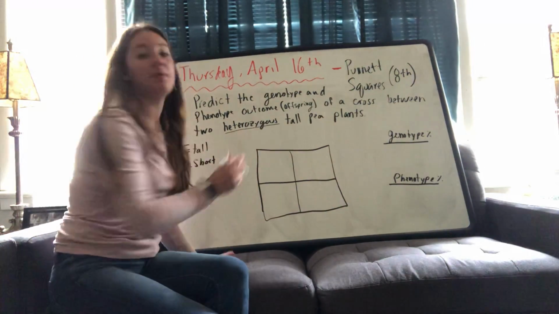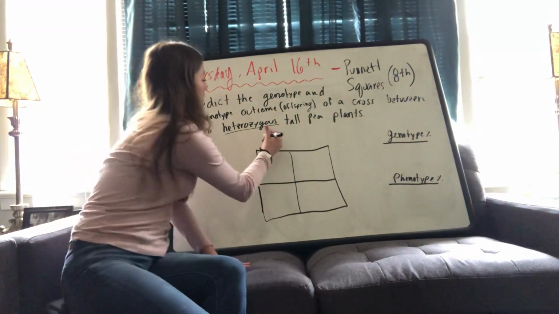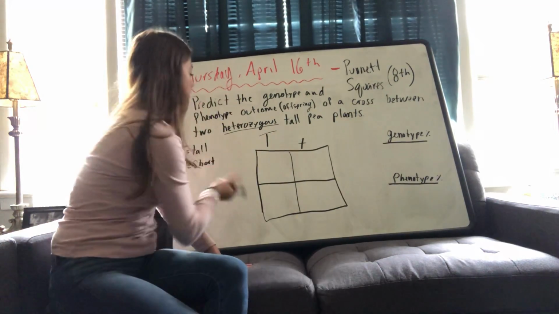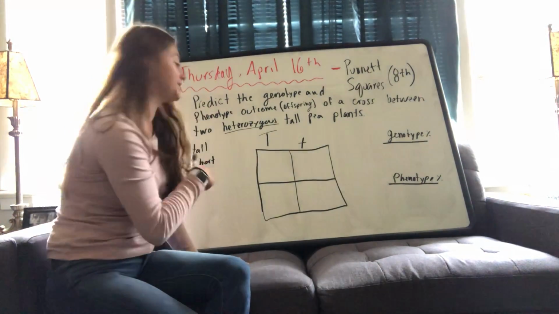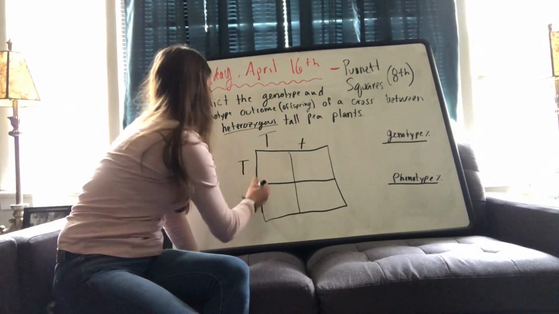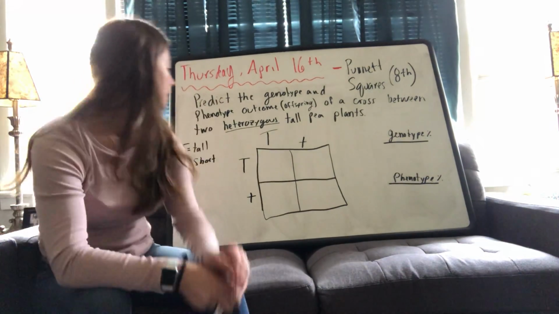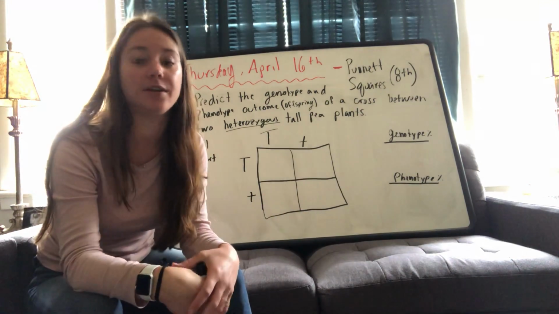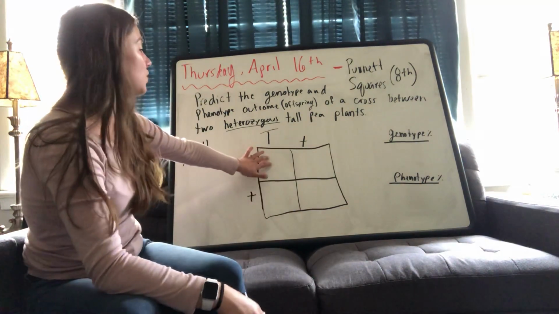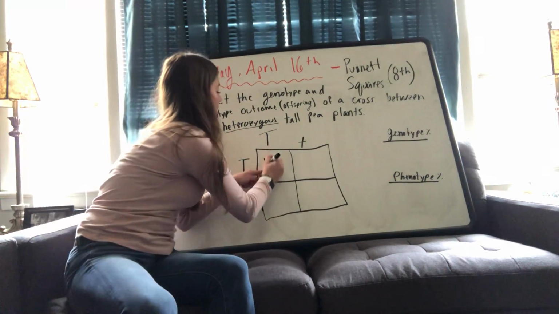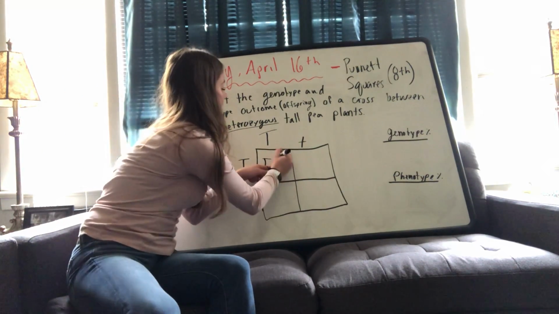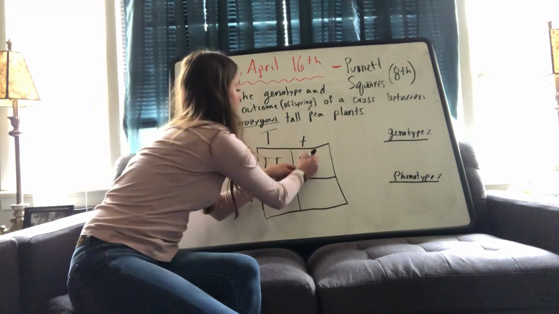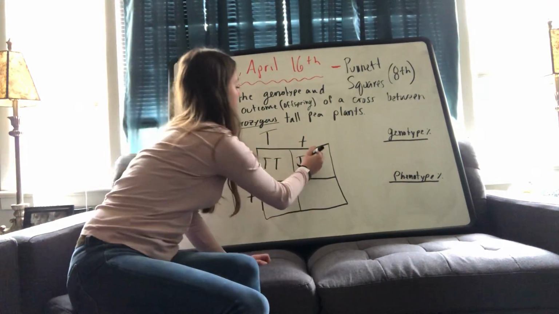I'm going to set up my Punnett square. I'm going to put my first trait up here, big T, little t, and my second trait on the left-hand side, big T, little t. The next step for this problem is going to be actually crossing those letters together. I'm going to start in the upper left-hand corner with my big T cross. I bring them over. I'm going to move on to this cross. I'm going to bring over my big T and then bring down my little t.